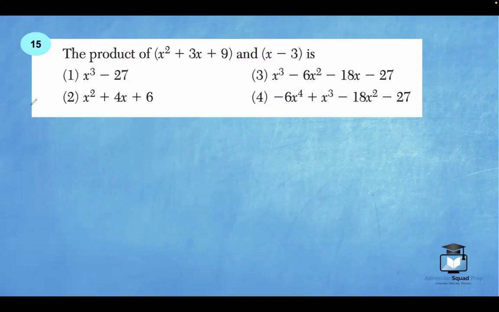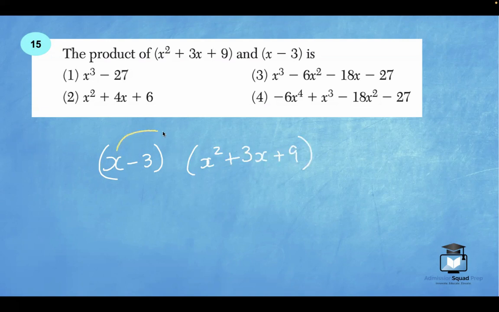Let's continue. Number 15, the product of x squared plus 3x plus 9 and x minus 3 is, I will do a double distributive property. So I'll write the x minus 3 over here, and then we'll have the x squared plus 3x plus 9 over here. And then we're going to distribute the terms. So we will multiply x by x squared, x by 3x, and x by 9. We'll also multiply -3 times x squared, -3 times 3x, and -3 times 9. And let's see what we get.